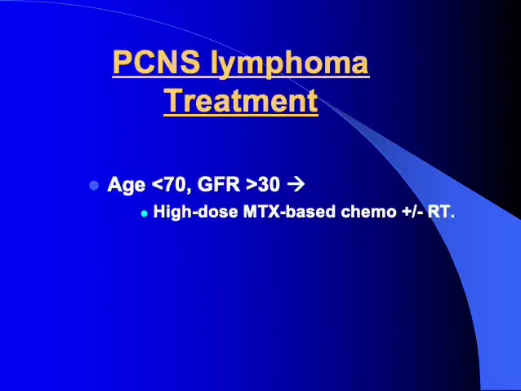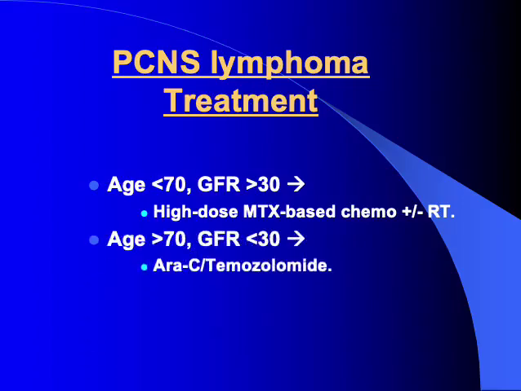When we treat primary CNS lymphoma, we take into account age of the patient and kidney function. Patients 70 or younger with good kidney function, GFR more than 30, we treat with high-dose methotrexate-based chemotherapy, with or without radiation to the brain. On the other hand, elderly patients 70 and older, with poor kidney function, GFR less than 30, we treat with milder chemotherapy, cytarabine, and temozolomide oral chemotherapy.